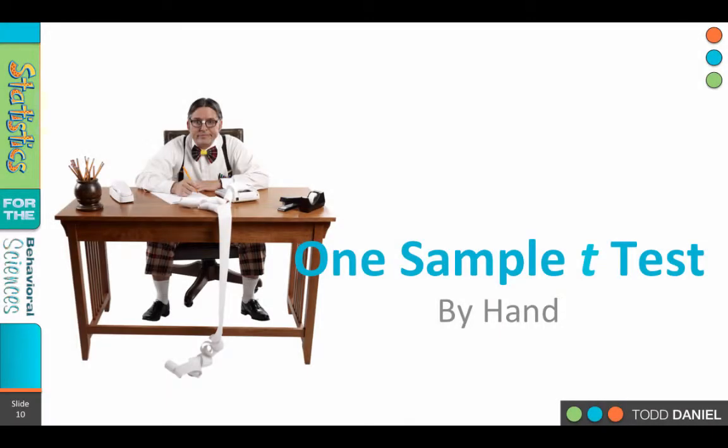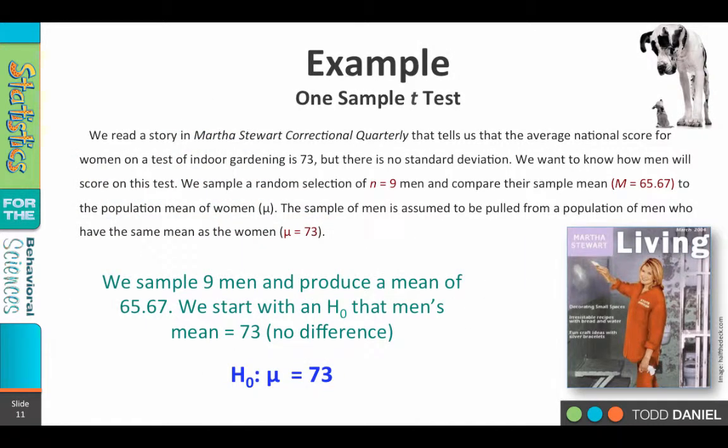We are now going to learn how to do a one-sample t-test by hand. And here is the example that we are going to use. We read a story in Martha Stewart Correctional Quarterly that tells us that the average national score for women on a test of indoor gardening is 73, but no standard deviation is provided. We want to know how men will score on this same test.